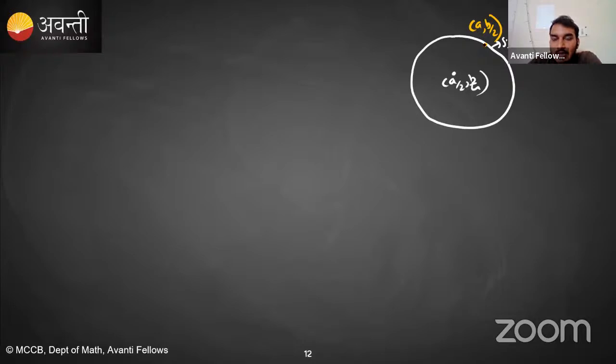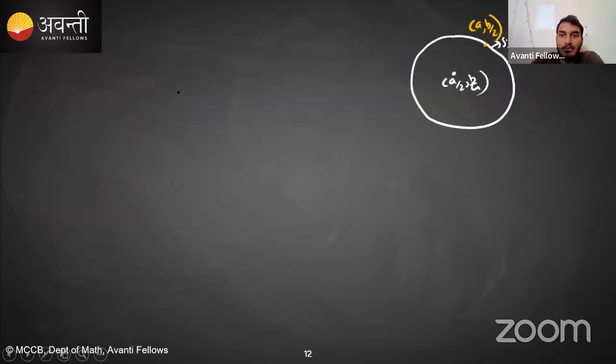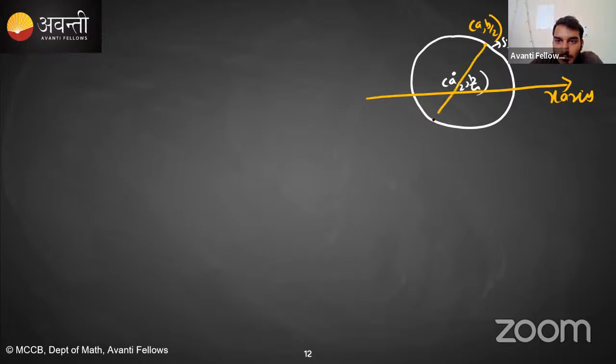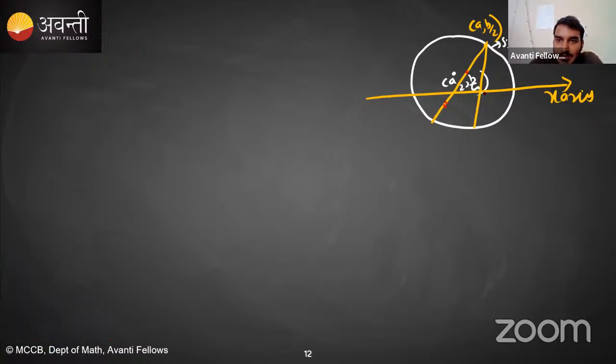So the chord from this point a comma b by 2 is bisected by the x-axis, and there are two such chords possible. Let's say this is the x-axis, and when you draw the chord, let's say this chord. So there are two such chords possible which are bisected by the x-axis, right? See, like this. Yes or no? Did you understand this?